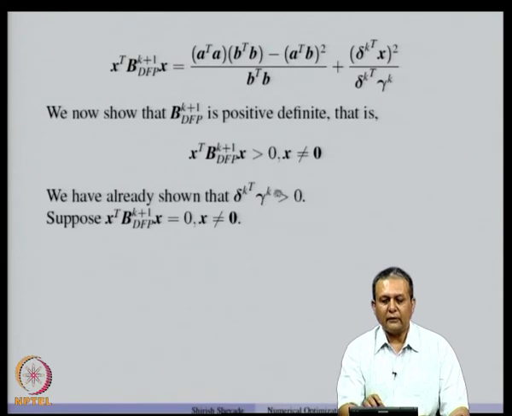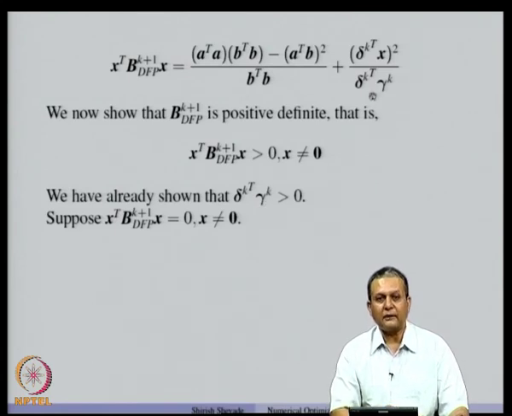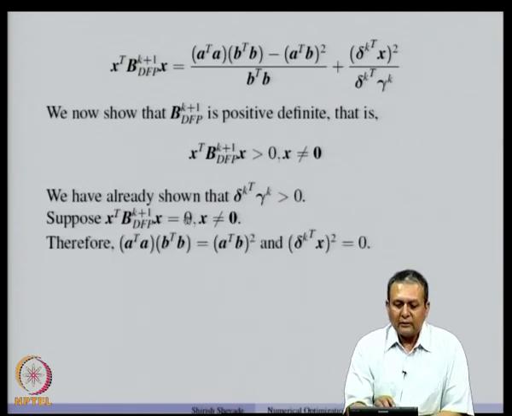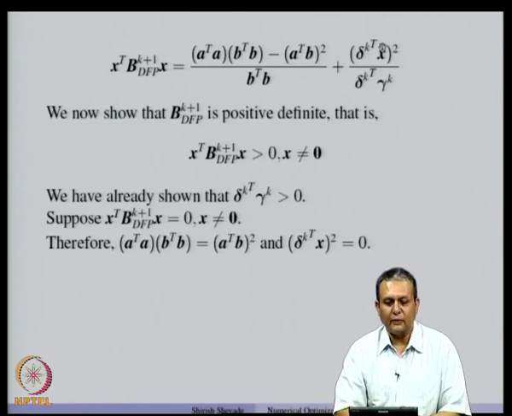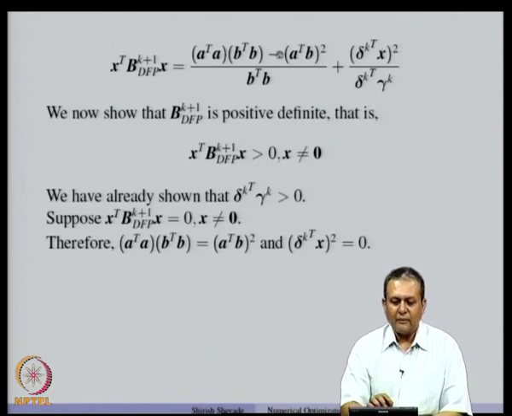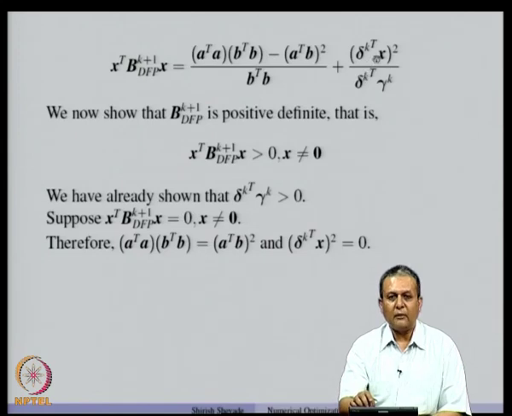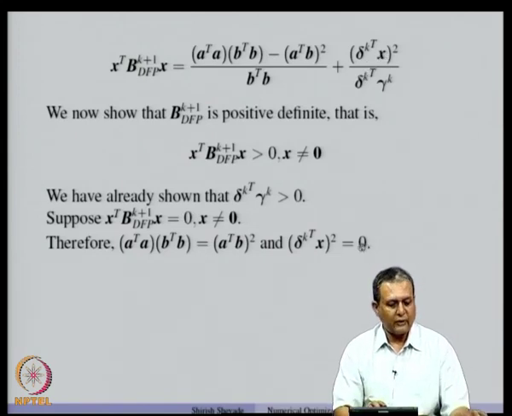And note that we have already shown that the quantity in the denominator, delta k transpose gamma k, is greater than 0. Now, if you assume that this quantity is 0, and we have already shown that each of the terms cannot be negative, the only way that this quantity will be 0 is that each of the terms is 0. So, the first term is 0 and the second term is 0, or in other words, the numerators in both the terms are 0. Now, suppose the numerator in the first term is 0, so that means that A transpose A into B transpose B minus A transpose B square is 0, and the numerator in the second term being 0 means that delta k transpose x square is equal to 0.